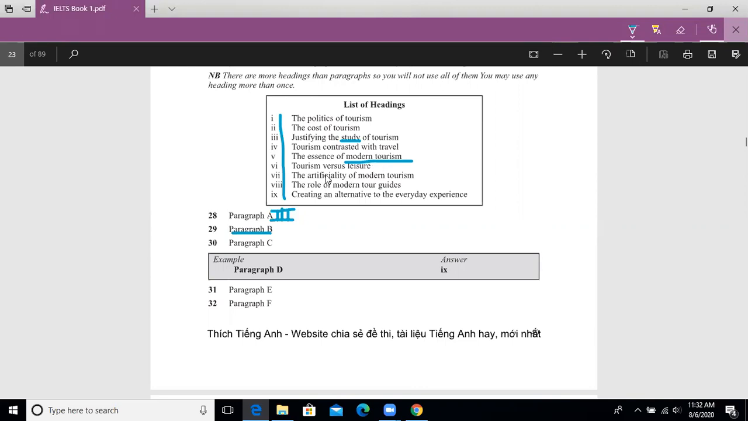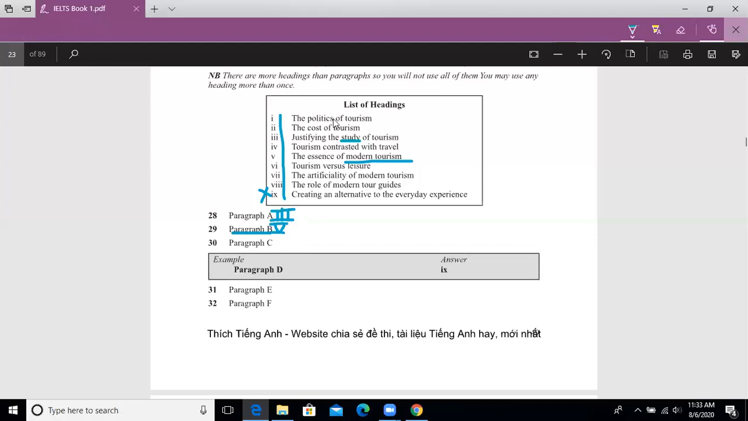Okay, tourism versus leisure, no. Artificial or modern tourism, definitely not. Artificiality of modern tourism, no, definitely not. The role of modern tour guides, no. Creating an alternative to the everyday experience. Whatever experience you're getting, you're taking and creating. Okay, so no, it's gone. It's in paragraph D, so we're going to cut this one. So I think the answer to question number 29 is 5, because other than that, they didn't talk about politics or tourism cost.